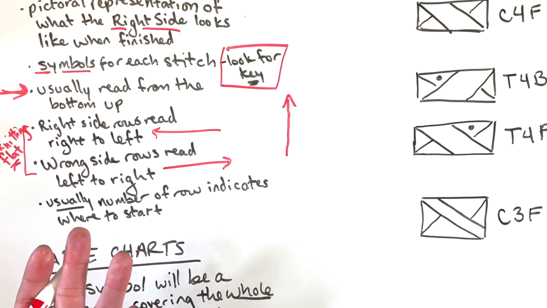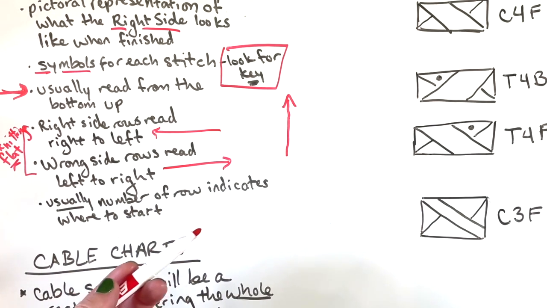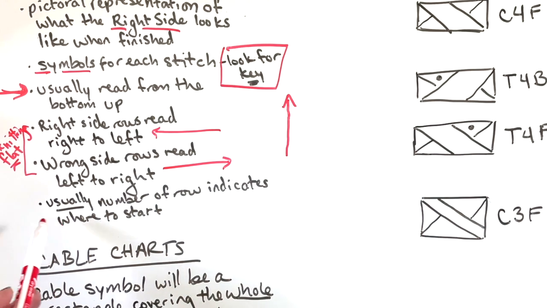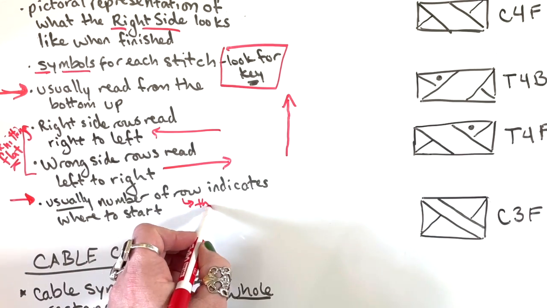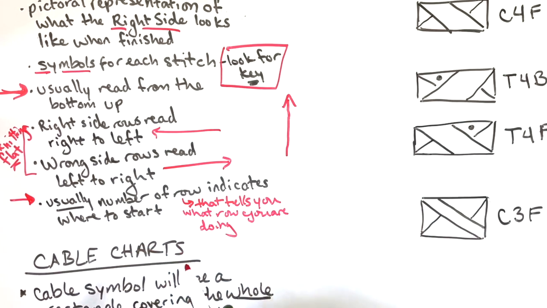When the back of the work is facing you, you're working in the opposite direction. So you will read those stitches from left to right. Again, not everyone follows this convention, but it is really helpful when it is done correctly. Usually the number of the row, the number that tells you what row you're on, will indicate where to start. And I will show you that on one of my charts in a second.